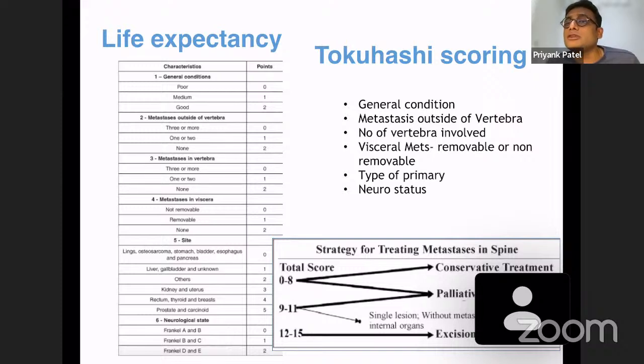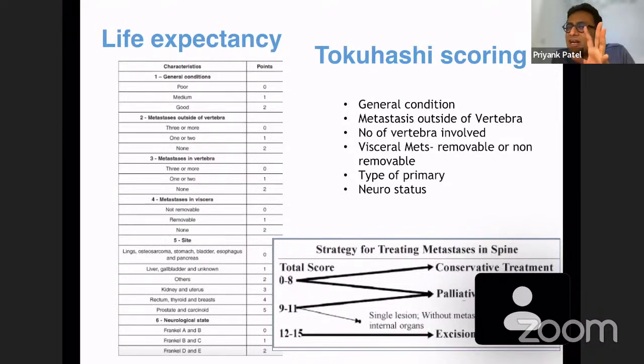And there are different types of scoring systems which are out there, which is called the Tokuhashi scoring system, modified Tokuhashi scoring system, which basically looks at different criteria. So it looks at the clinical condition, how many areas of the spine outside the vertebrae are involved, how many vertebrae are involved, and based on this, and which is the primary site of the tumor, it can tell the life expectancy in metastatic spine tumor.